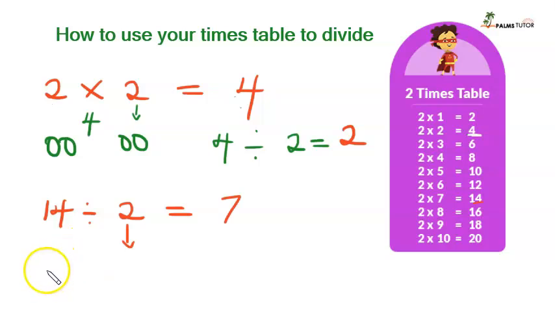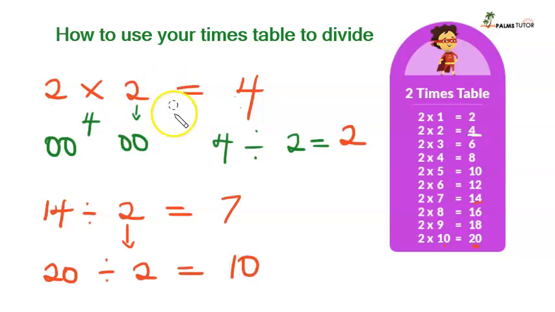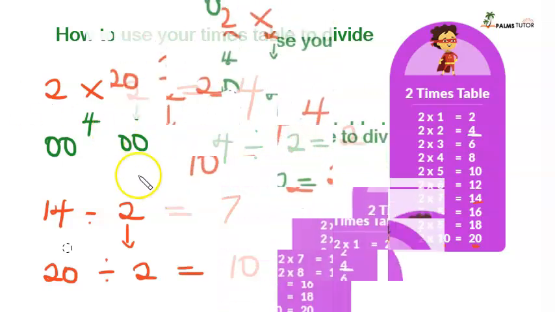Let's see another example. What is 20 divided by 2? 2 times what gives me 20? Here we go to 20 and we see that 2 times what gives us 20? 2 times 10.